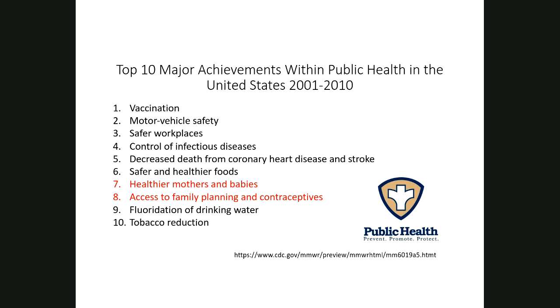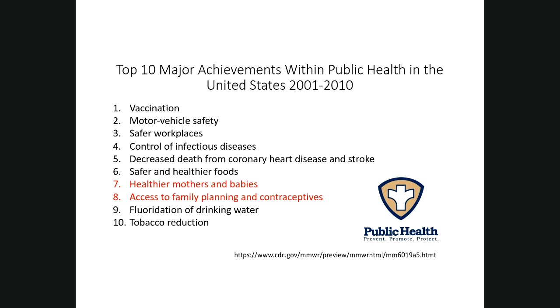Number 8 is really important: access to family planning and contraceptives, because many studies suggest that unintended pregnancy rates influence maternal mortality rates. According to the Guttmacher Institute, in 2011, nearly half, 45% of 6.1 million pregnancies, were unintended. 27% of the women stated that it was incorrect timing. They wanted to get pregnant, but they weren't planning to get pregnant at that time. And 18% of the women stated pregnancies were unwanted.